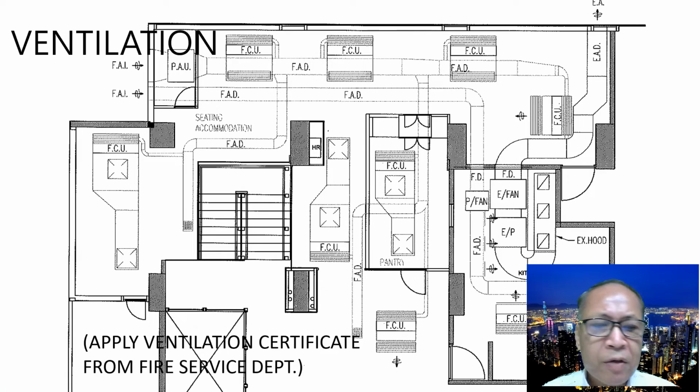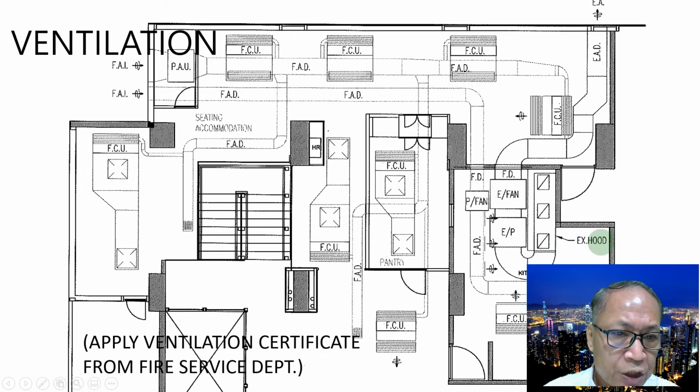Okay, we talk about ventilation. Ventilation is different from air conditioning. We talk about ventilation first. Ventilation is mostly the exhaust air and fresh air intake. Now you see, this is a fresh air intake. You see, fresh air duct. This is the fresh air duct. You go through this duct into the kitchen. This is the kitchen. This is the exhaust hood.